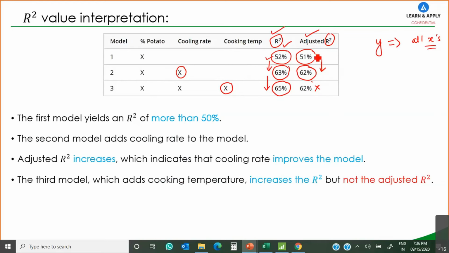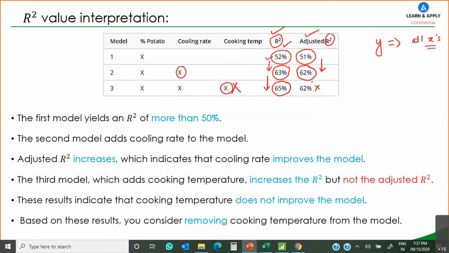So you have to consider the adjusted R square value, as it indicates whether the cooking temperature added to this model improved your model or not. As this is not increasing your adjusted R square, you simply have to remove this cooking temperature from your model because it is not impacting your regression model or your response. These results indicate that cooking temperature does not improve the model. Based on the results, you can consider removing cooking temperature from the model. So we can remove this cooking temperature from your model.